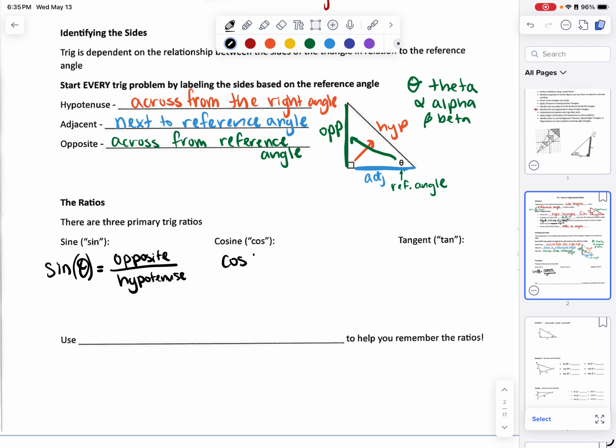Cosine, abbreviated with cos, cosine of theta, when we plug in the angle, we're going to see the output as the adjacent side over the hypotenuse, the ratio of those two sides. And finally, tangent, which we abbreviate with tan. Tangent of theta is the opposite side divided by the adjacent side.